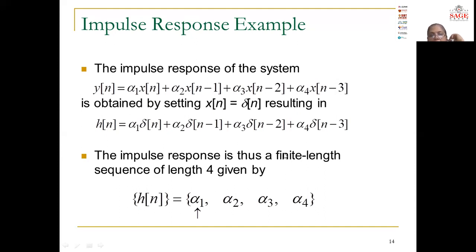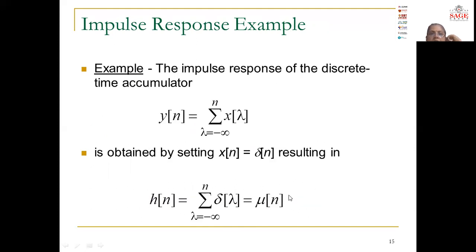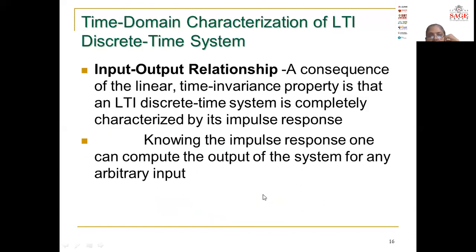Now the impulse response is a finite length sequence of length 4, where we have taken 4 impulses. We have the impulse at position 0, and we have shifted it to 1, 2, and 3. So we are taking 4 samples, so its length will be 4, starting from n equals 0, 1, 2, and 3. Now, the impulse response of the discrete time accumulator: we are shifting the impulse from minus infinity to n. So this is showing the impulse response.